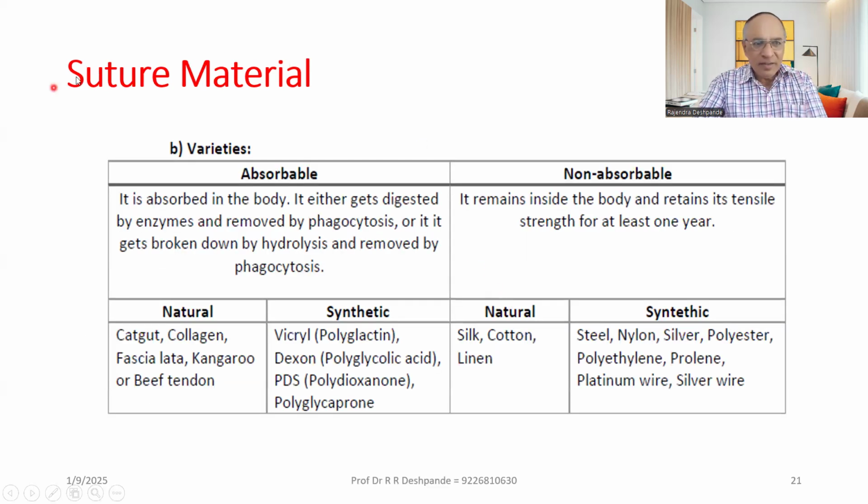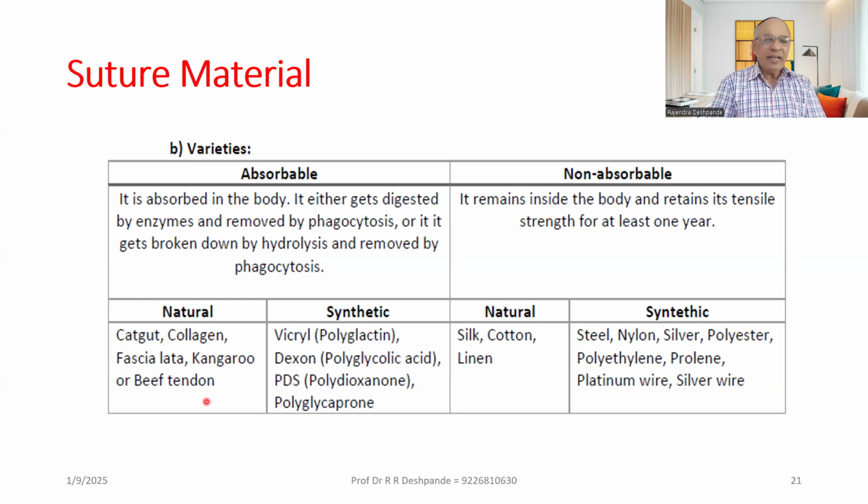Now, suturing material varieties: absorbable, non-absorbable. Then natural, synthetic, here also natural, synthetic. What is absorbable? It is absorbed in the body. It either gets digested by enzymes and removed by phagocytosis, or it gets broken down by hydrolysis and removed by phagocytosis. So, which are the natural things that are absorbable? Number one, catgut. Number two, collagen. Number three, fascia lata. Number four, cargut. Number five, that is beef tendon. So, all these things are the natural suturing material which is absorbable.